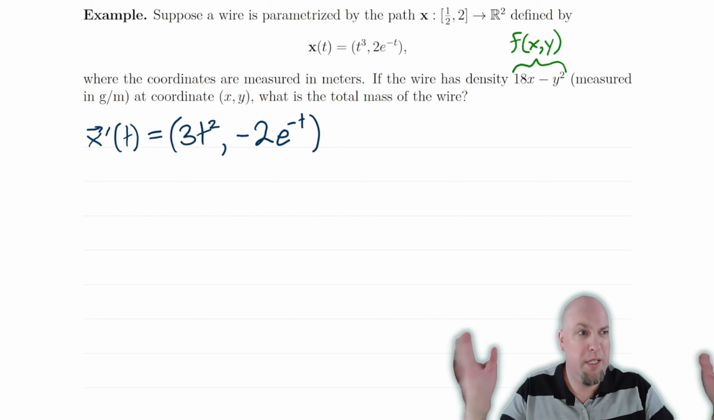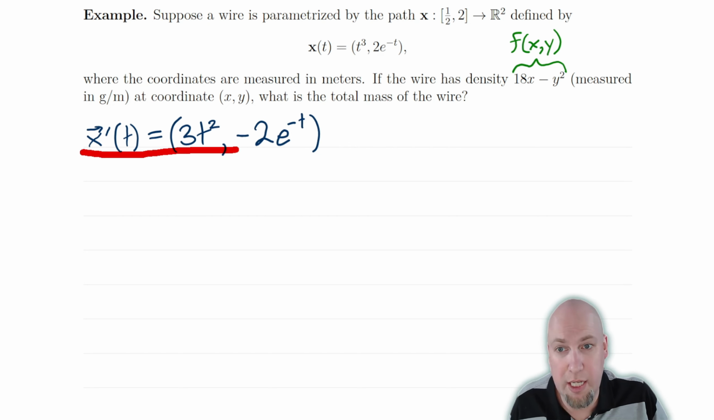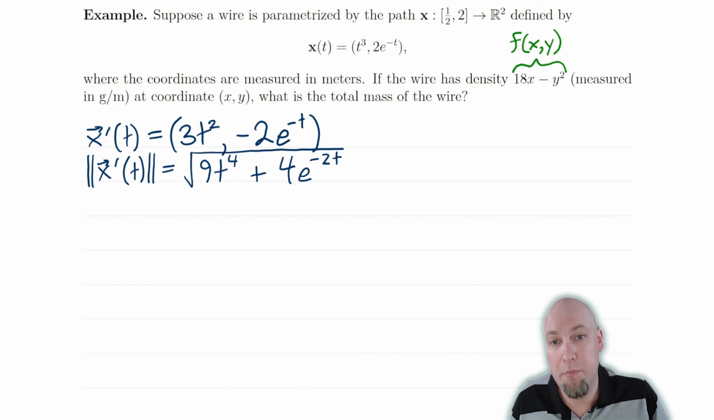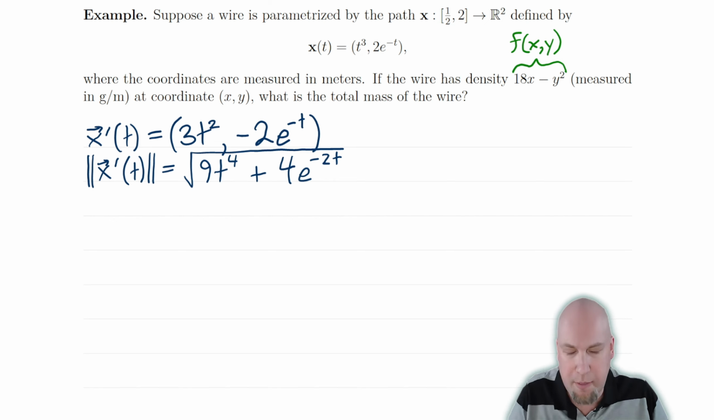So now we just plug everything into the formula. We're going to need the speed, which first requires us to take the velocity, or the derivative. Just take the derivative of each entry, and you get this junk here. Compute the length of that vector: first entry squared, second entry squared, add them up, square root the whole thing. That's the speed of our path. It's just some ugly mess, but it is what it is.